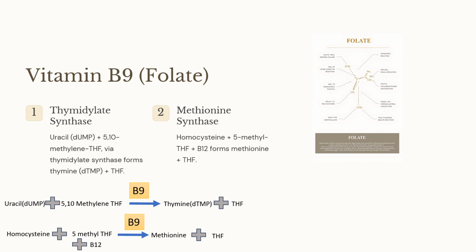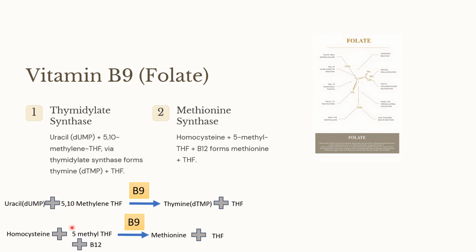Vitamin B9 is the folate. This folate can assume numerous forms, including tetrahydrofolate, 5-methyl tetrahydrofolate, and 5,10 methylene tetrahydrofolate. So this folate is very, very important, where dUMP or the uracil can form thymine when this methylene group is transferred to the uracil. So this B9 folate is the most important to transfer the methylene group. Uracil with 5,10 methylene tetrahydrofolate can form thymine and tetrahydrofolate.